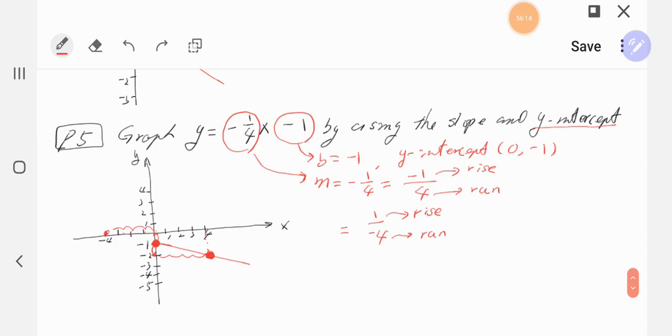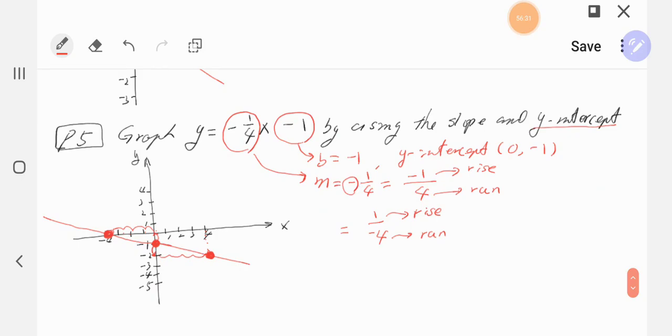Okay, so this is negative 4, right? Negative 4. Let's go this way like that. Okay, so this is the graph of the equation. So it doesn't matter whether you put the negative sign to the numerator or denominator.